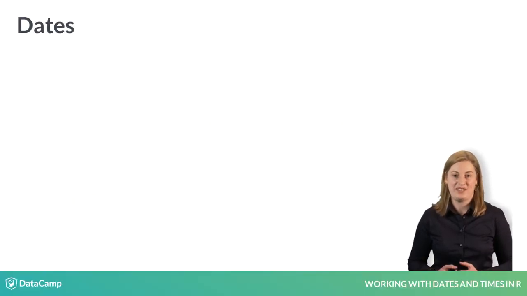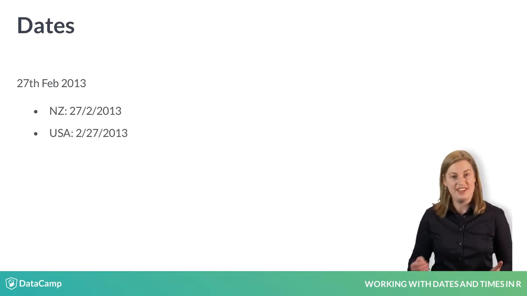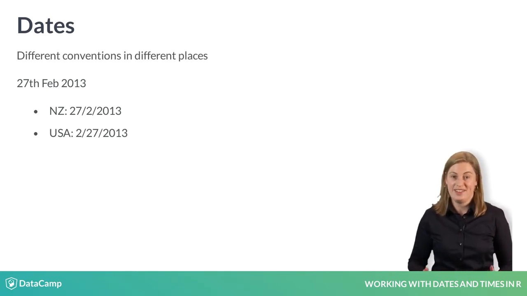Let's start with dates. Where I grew up in New Zealand, we always put day of the month first, then month, then year. But in the US, the convention is month first, then day of the month, then year. This can get confusing. Surely one of them must be more correct.